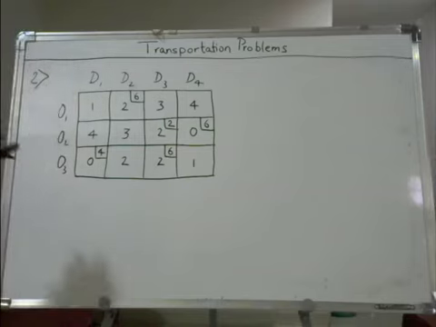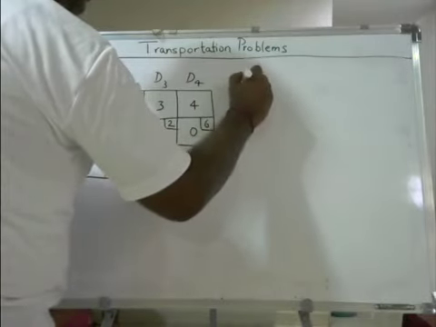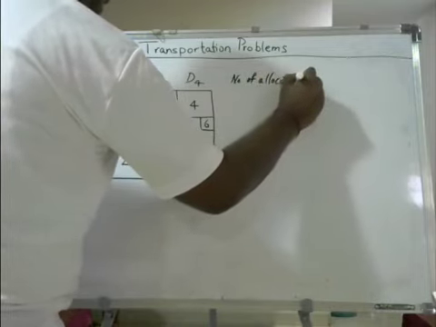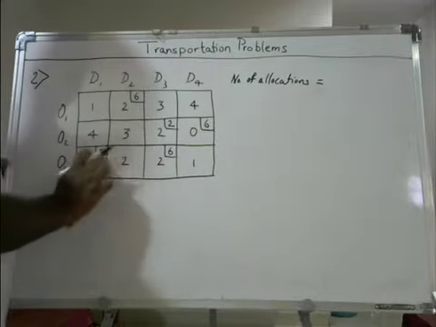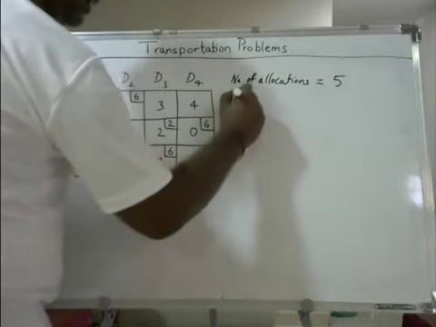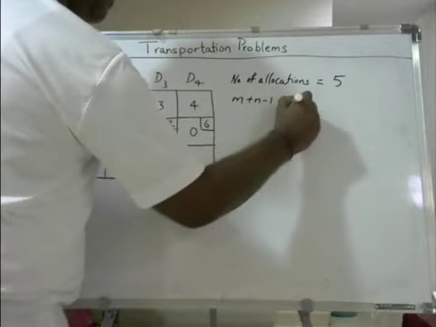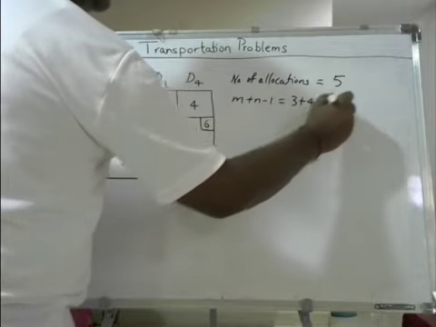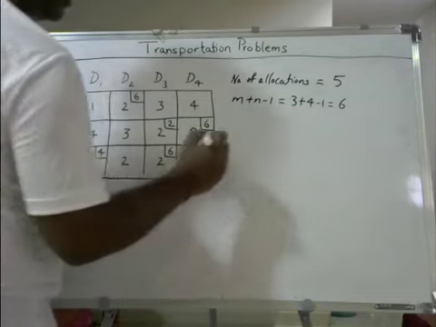Basically, the number of allocations here is 1, 2, 3, 4, and 5. The number of allocations is 5, and m plus n minus 1 is equal to 3 plus 4 minus 1, which is 7 minus 1, equal to 6.